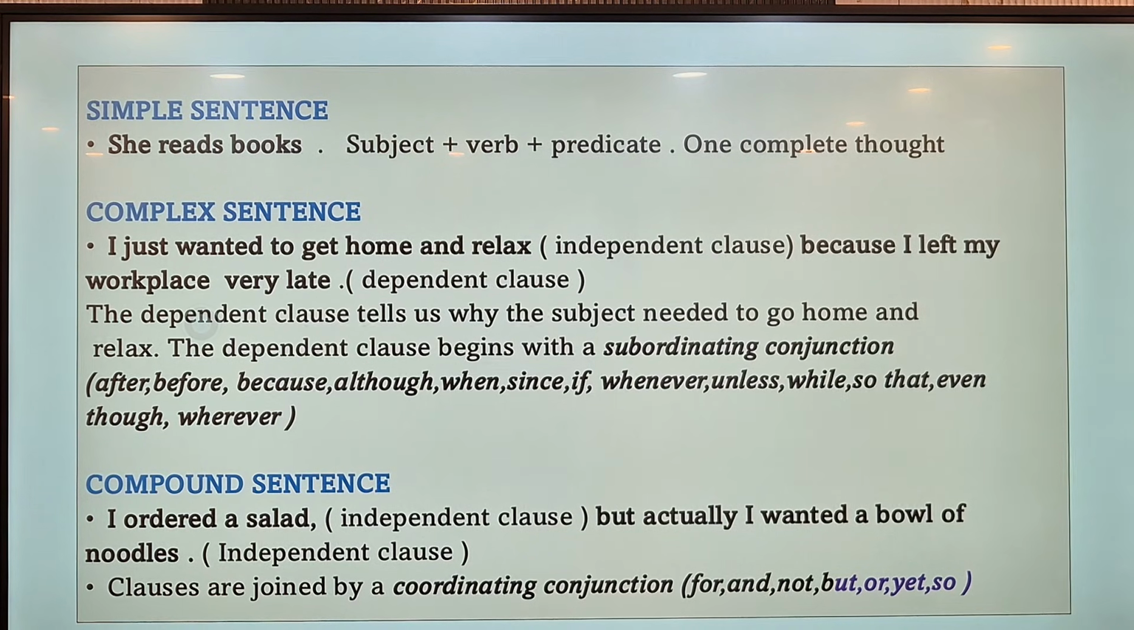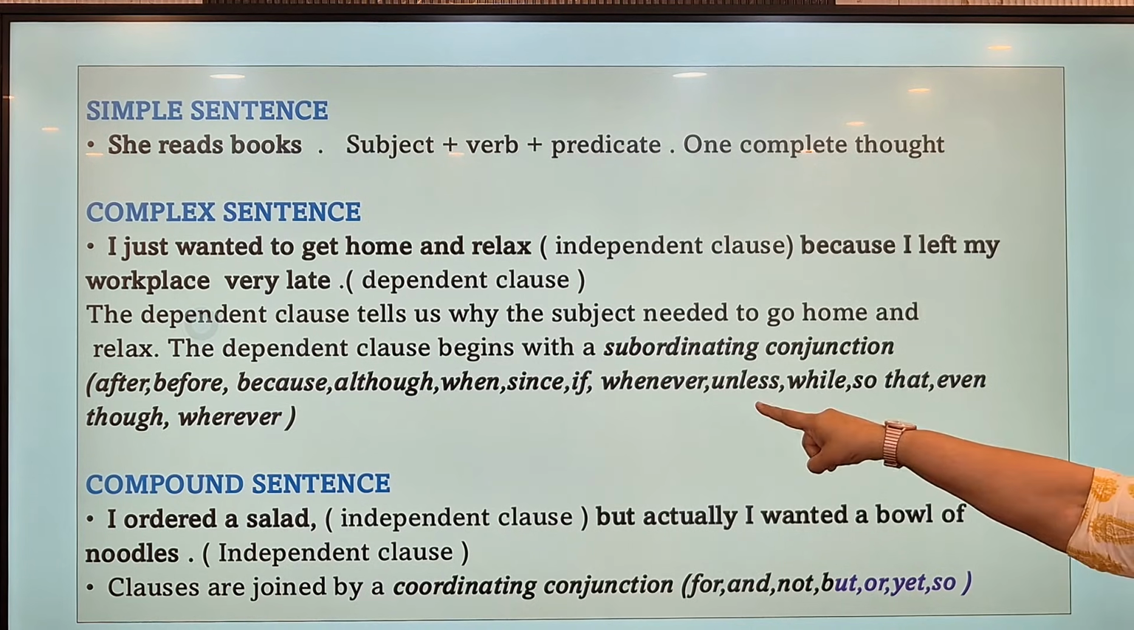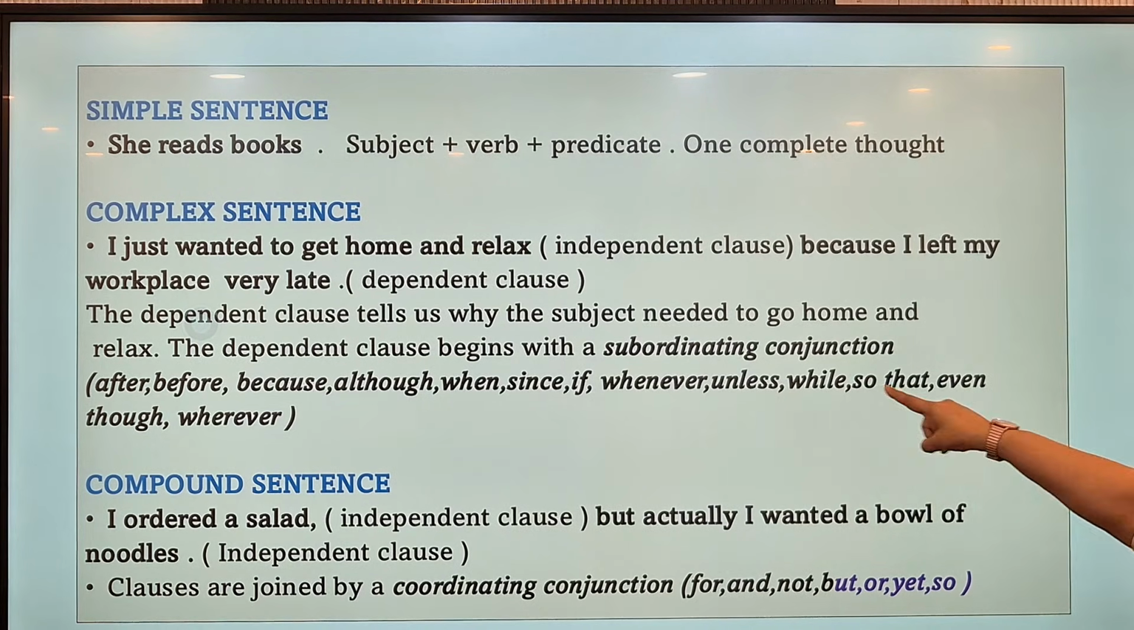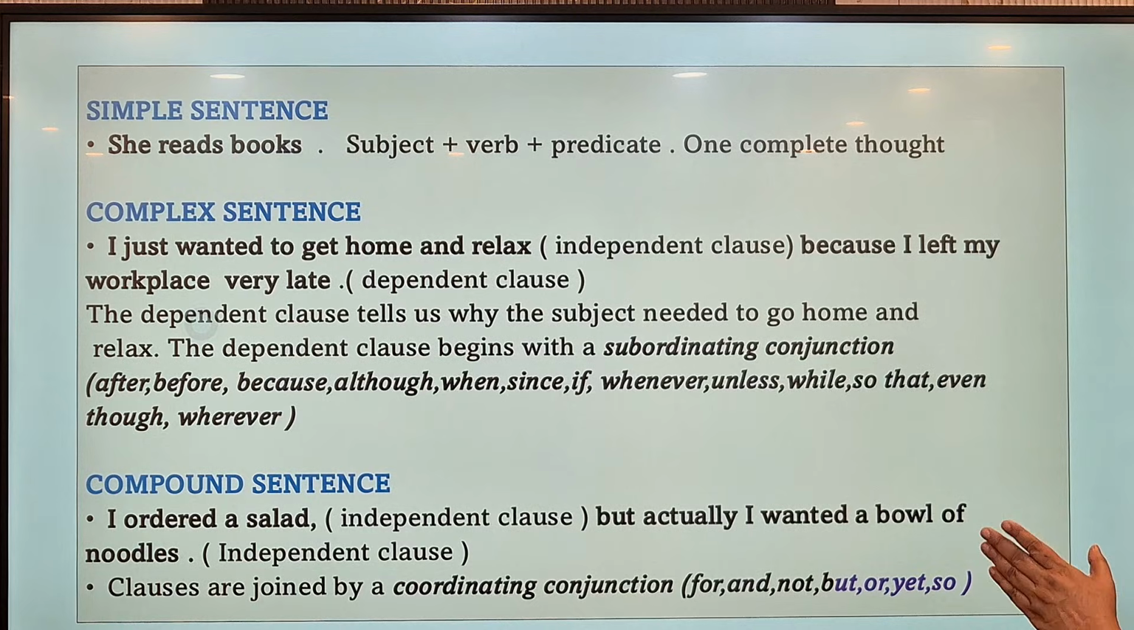The dependent clause starts with a subordinating conjunction, such as after, before, because, although, etc. So we see that the dependent clause begins with a subordinating conjunction. And what is a subordinating conjunction? These are the after, before, and so on described here, and later on I will explain to you in another slide what exactly they are and what you may use in your answers.